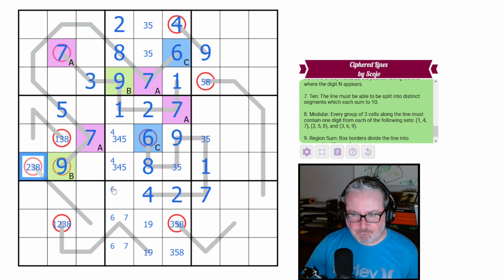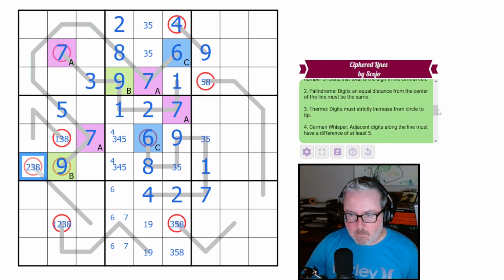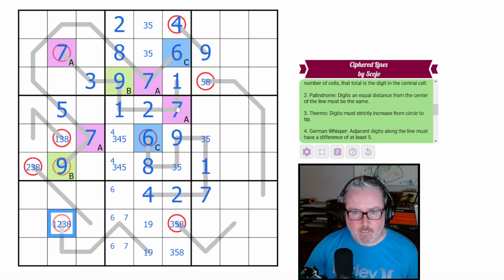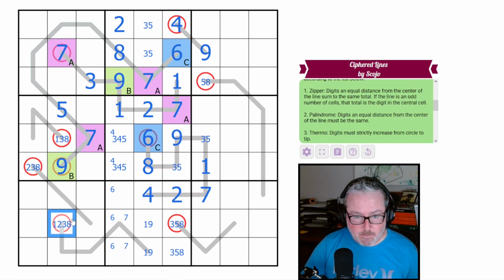Okay, what about you? 2 was palindrome. Yes, it could be. 3 is thermo. Yes, it could be. 8 was the modular. Yes, it could be. Okay, I'm not getting anywhere on these at the moment. Let's hope one of these 2 will work. What do we have here? Again, it's zipper.